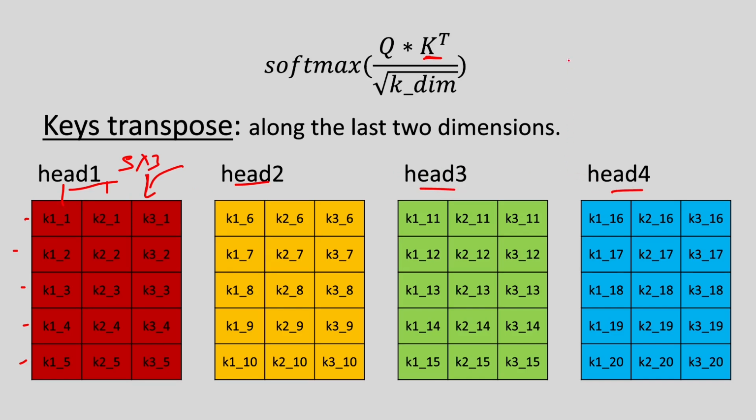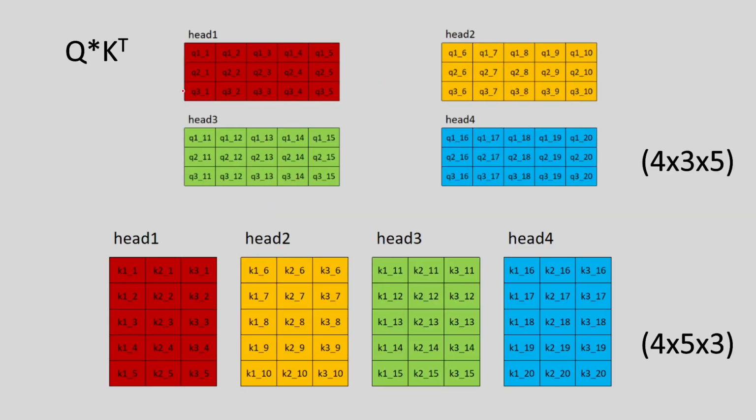Now what we need to do is multiply. As you can see, we need to multiply. This is just for your reference, so that we keep everything in view. This is the q over here, and this is the k transposed.